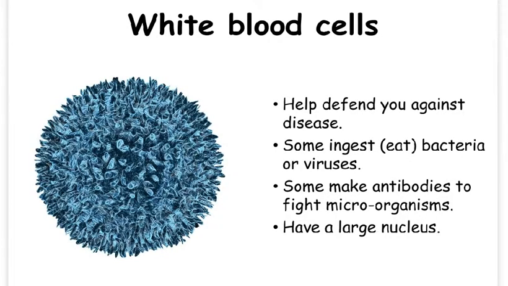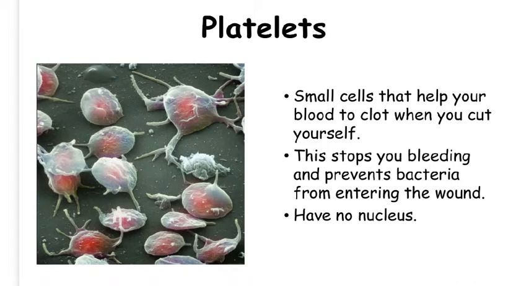White blood cells help to defend against disease. Some of them ingest bacteria and viruses, while others make antibodies. Another part of your blood is platelets. These are small cells that help your blood to clot when you cut yourself. This stops bleeding and prevents bacteria from entering open wounds.